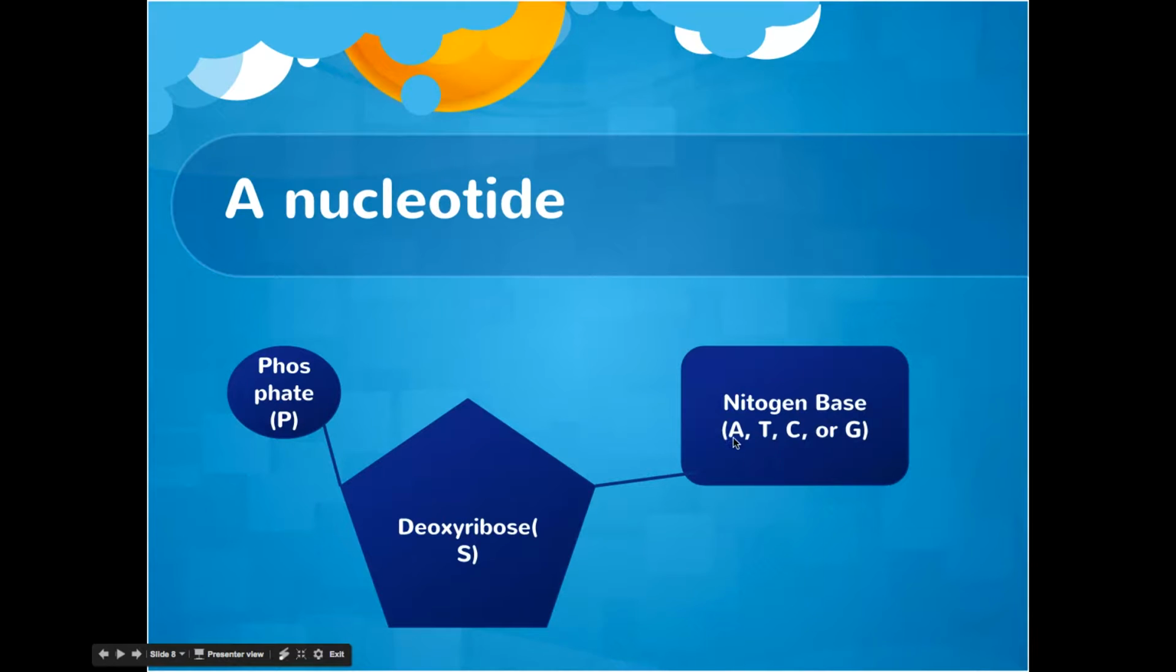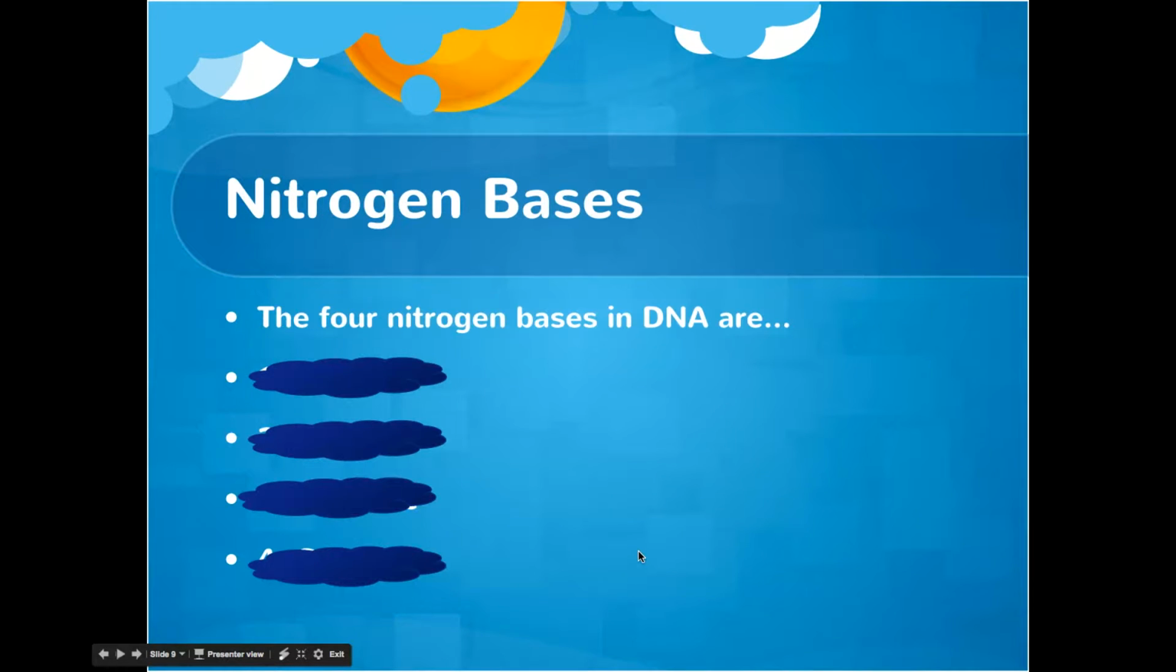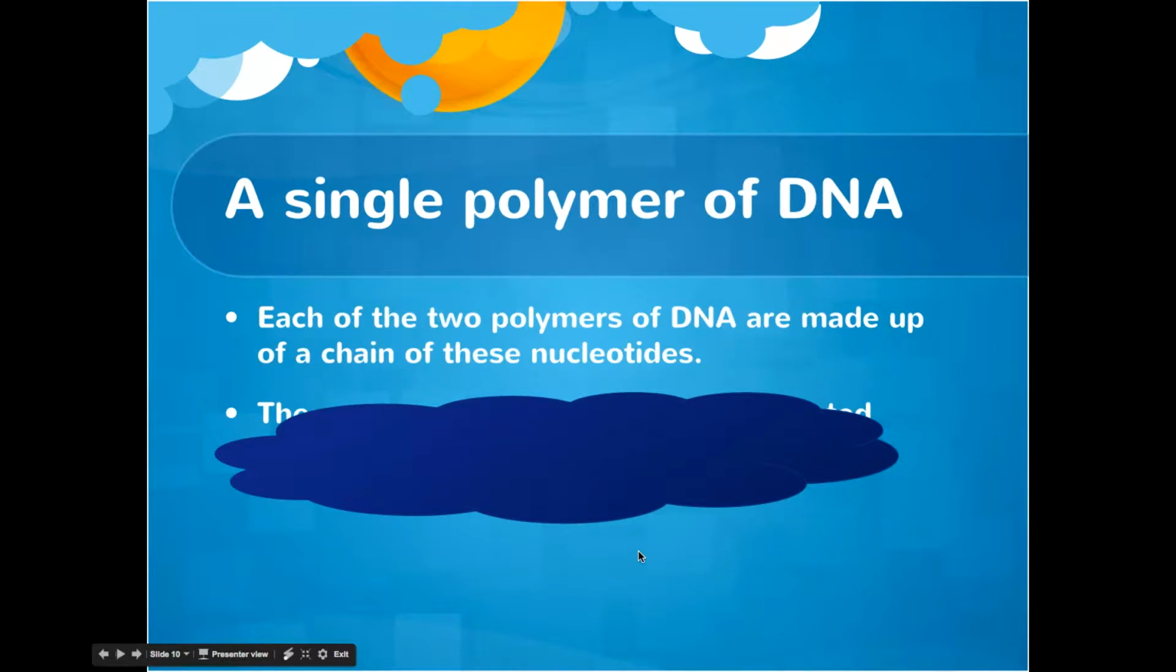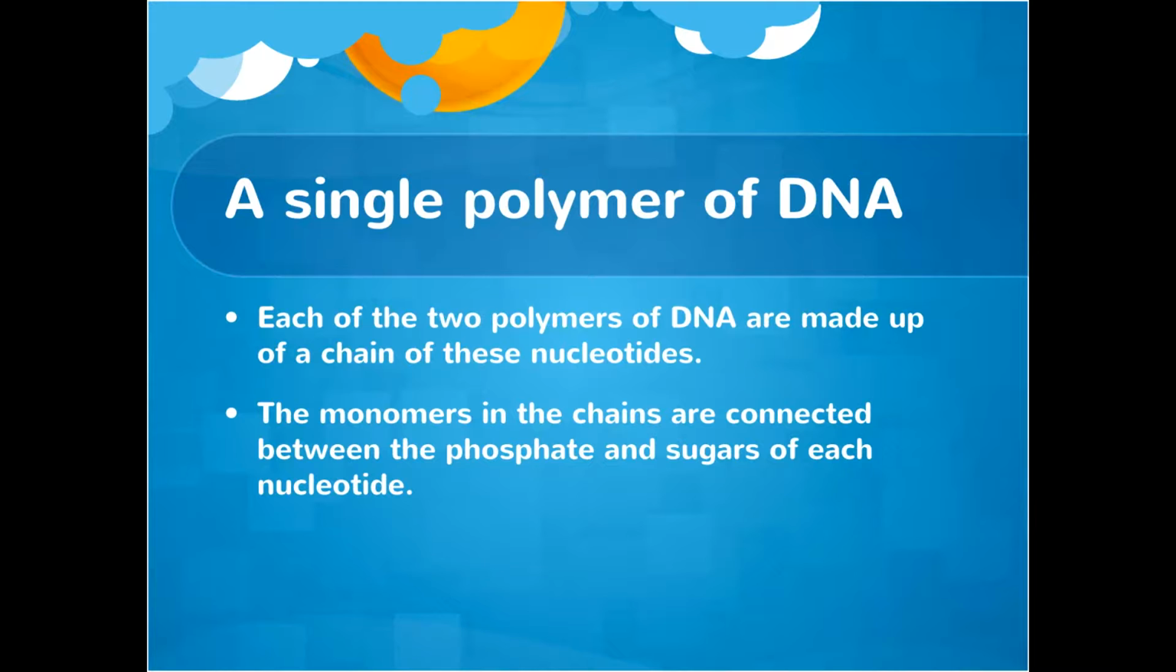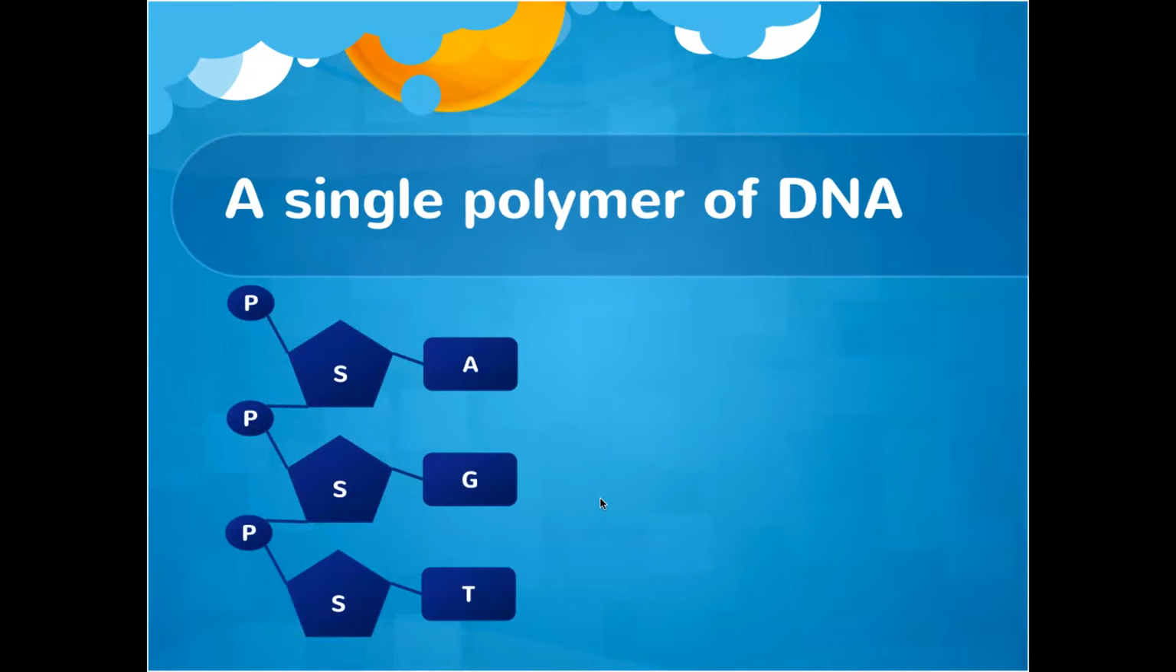So a phosphate, a sugar, and then one of those four bases, adenine, thymine, cytosine, or guanine, make up the individual nucleotides that make up our DNA molecule. And so what you're going to see is that each of the two polymers of DNA are made up of a chain of those nucleotides. The monomers themselves are connected between the phosphate and the sugar of each nucleotide. So let me just draw this out to show you what a single polymer of DNA looks like. And remember, DNA has two polymers. This is just one of them.